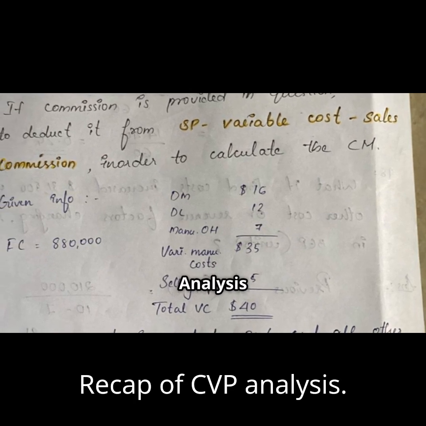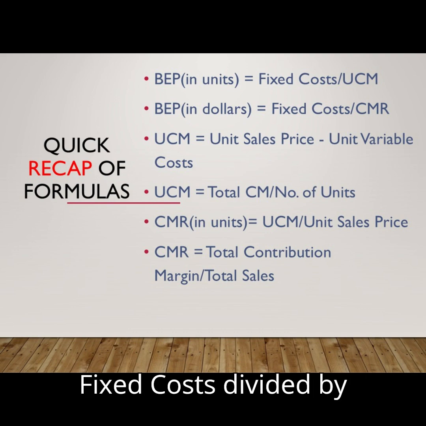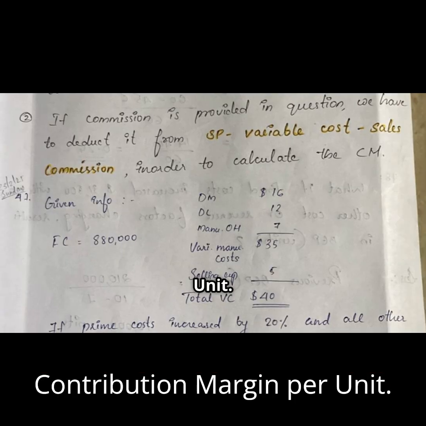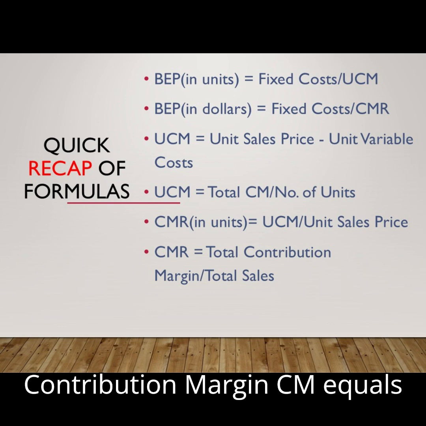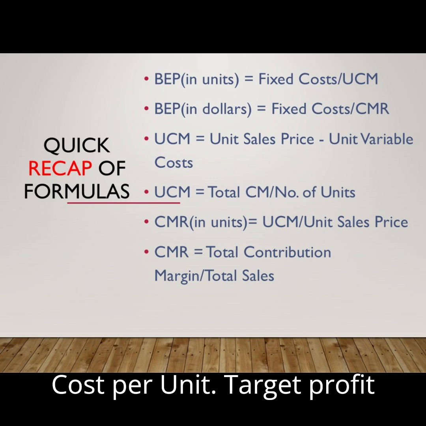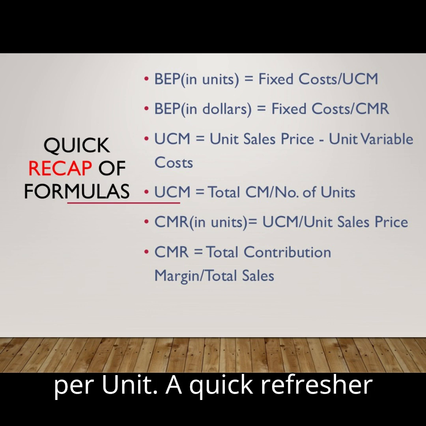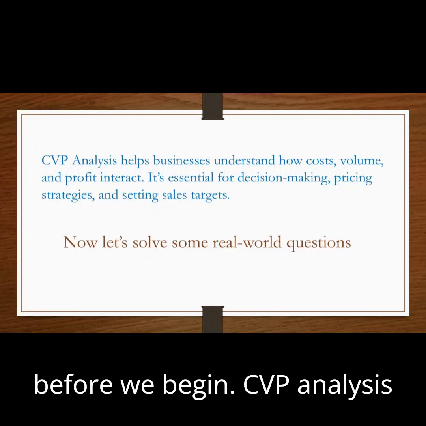Recap of CVP analysis basics. Break-even point, BEP, equals fixed costs divided by contribution margin per unit. Contribution margin, CM, equals sales price minus variable cost per unit. Target profit formula: fixed costs plus target profit, divided by CM per unit. A quick refresher before we begin.